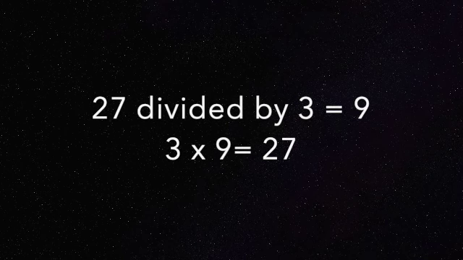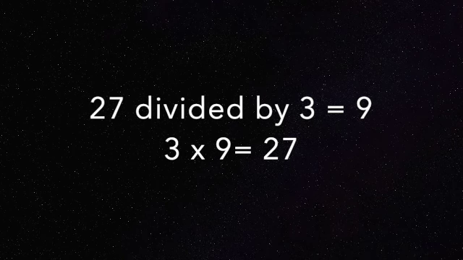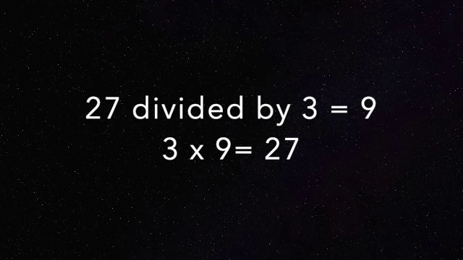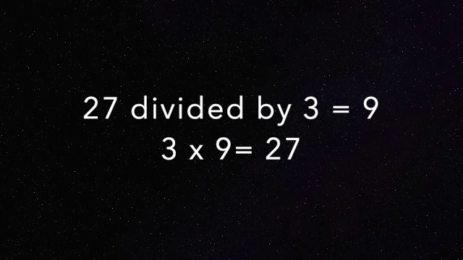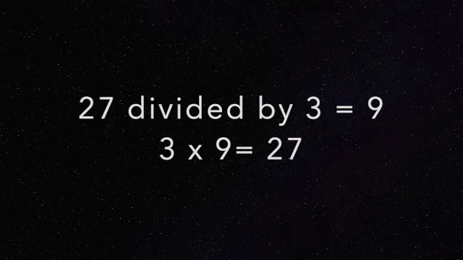And what would be a related multiplication fact? 3 times 9 equals 27. Notice how I'm using the same 3 numbers in the problem? They're just flipped around a little bit. With the division and multiplication problems, I'm using the same numbers, but they are in a different order.